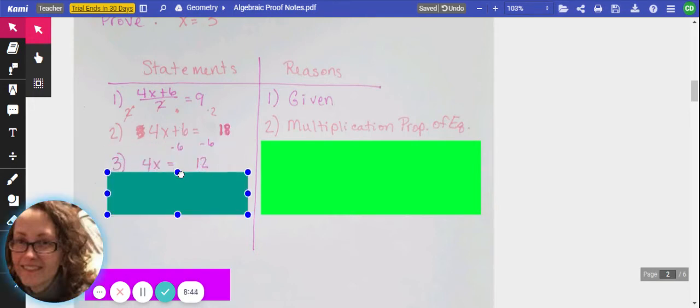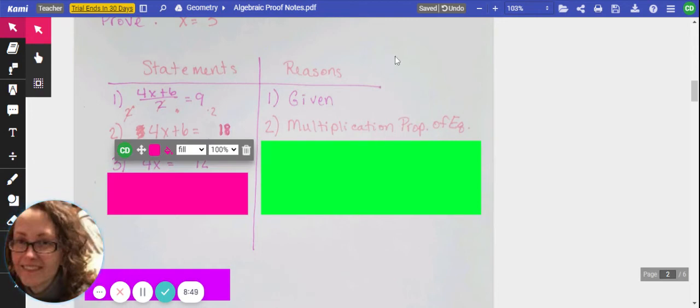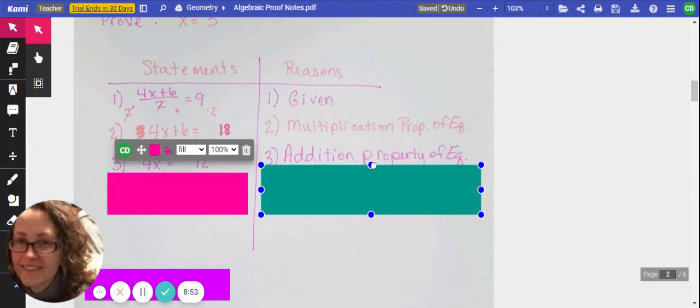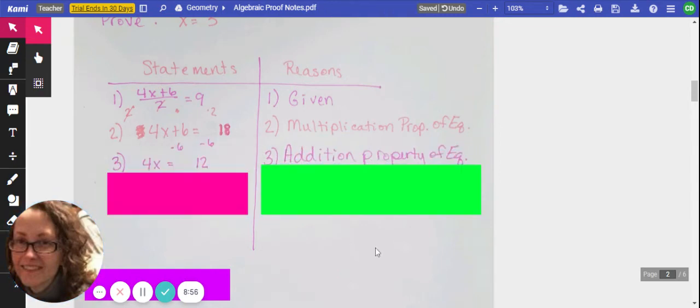And then for my next step, I ended up subtracting 6 from both sides. That is just going to be the addition property of equalities, because that works for both adding and subtracting.